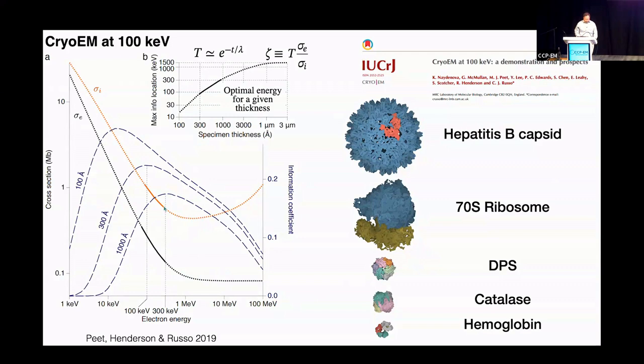It turns out that there's an optimum energy for a given thickness of specimen, if it's radiation sensitive. And for the vast majority of specimens that we're doing in single particle cryo-EM, they're in something like 300 angstroms thick of ice. And it turns out that the optimum energy to be imaging in that is actually 100 keV, not 300 keV. And if you have a much thicker specimen, like you might do for in situ type work, then you might want to have higher energies.